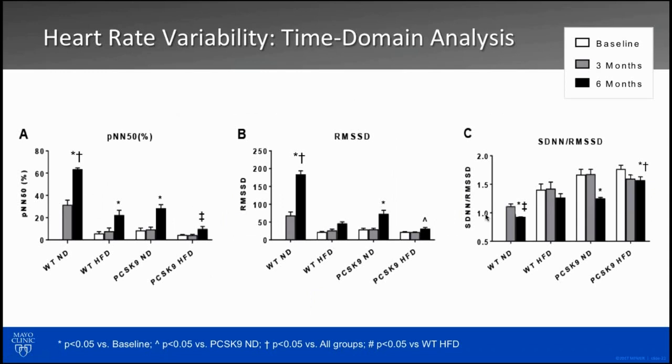Looking at our time domain analysis data, both of the vagally mediated indices, pNN50 and RMSSD, did have significant increases from baseline in the normal diet animals, but this was suppressed in general in the PCSK9 HFD animals, with a slight increase at 6 months over baseline at 3 months. That was significant.